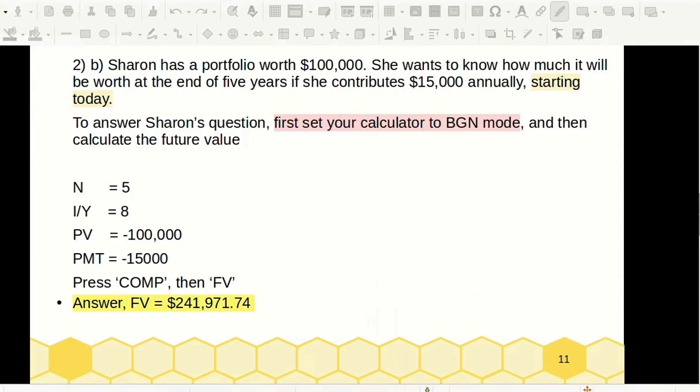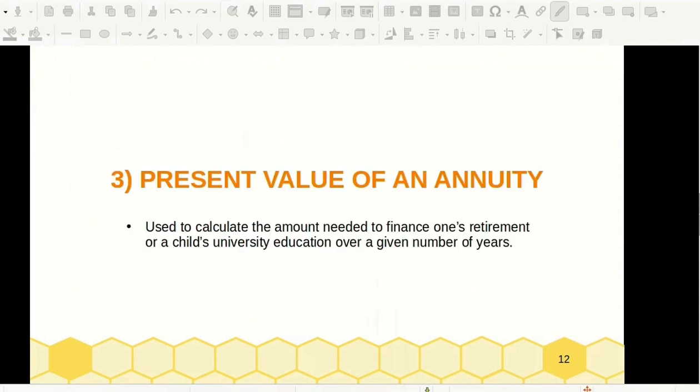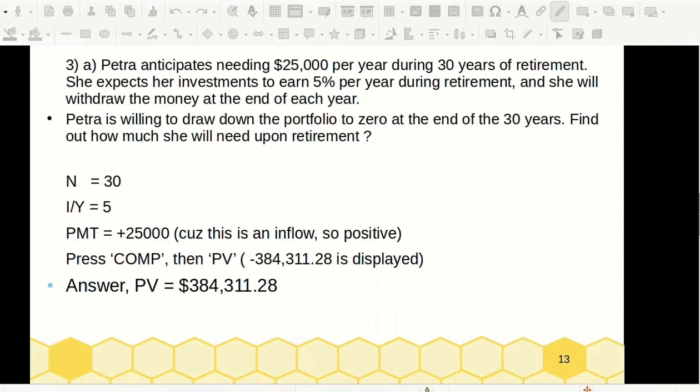Okay. So now let's see the third type, which is to find the present value of an annuity. This is used to calculate the amount needed to finance one's retirement or a child's university education over a given number of years. Now let's see another example. Here, Petra anticipates needing $25,000 per year during 30 years of retirement. She expects her investments to earn 5% per year during retirement, and she will withdraw the money at the end of each year. And she is willing to draw down the portfolio to zero at the end of the 30 years. Find out how much she will need upon retirement.